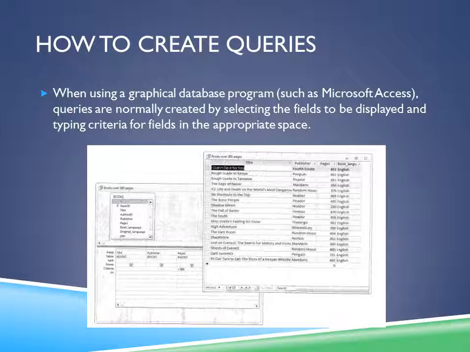And as you can see in the picture below, this is a database of books, and the query was books over 100 pages, and then it brought up the results for the books that are over 100 pages, as you can see from the pop-up window.